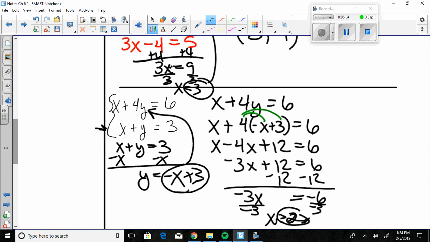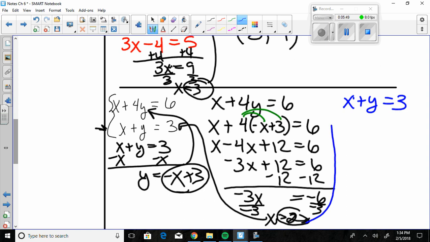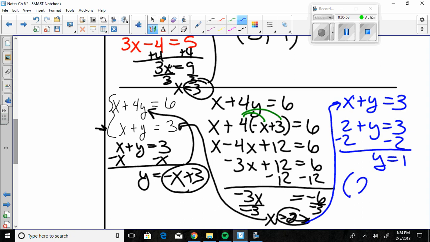Take that x equals 2 and plug it in. It doesn't matter which equation you plug it into because we've used both. I'll just do the second one here. So we have x plus y equals 3. Let me put the 2 up here for x. We have 2 plus y equals 3. Subtract the 2 and we get y is equal to 1. So we get a point of (2, 1).